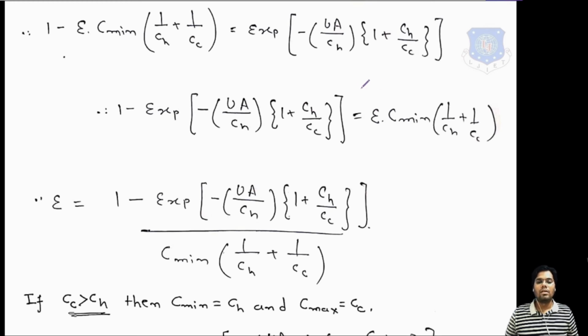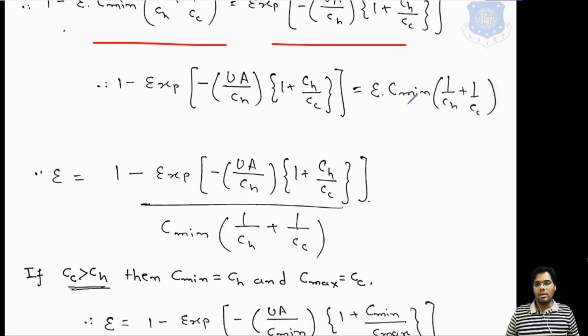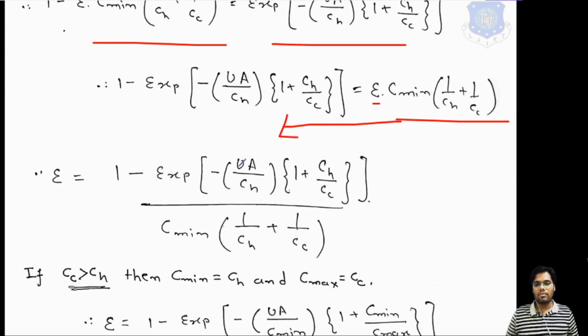Okay, now here we can see that we have transferred this term into this place, and we have transferred this exponential term to this side of the equals sign. So after this, put epsilon is equal to this term upon this term. So epsilon will become equal to 1 minus exponential of minus UA by Ch in bracket 1 plus Ch by Cc, upon C minimum (1 upon Ch plus 1 upon Cc).